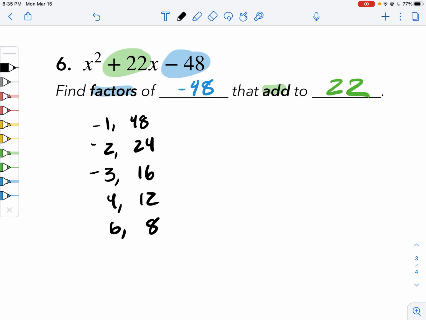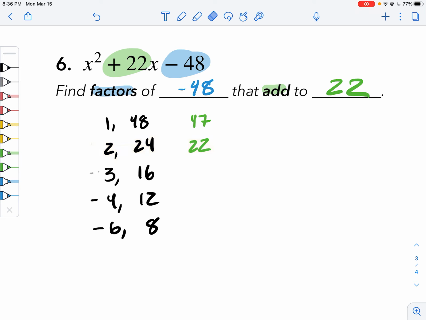So we go through and we can try them all. If you want, you can try them all and say, okay, -1 plus 48 is 47. And this is 22. Oh, hey, we did it. We found it. And guys, as soon as you find the one that works, you can stop. So let's stop. We found it.